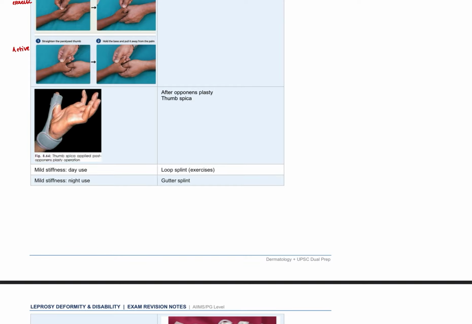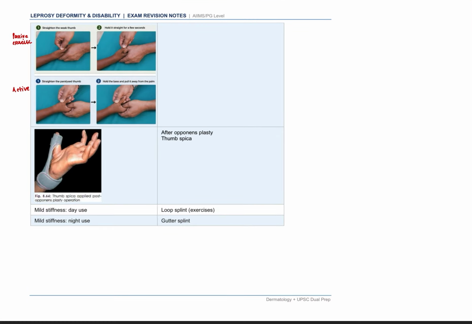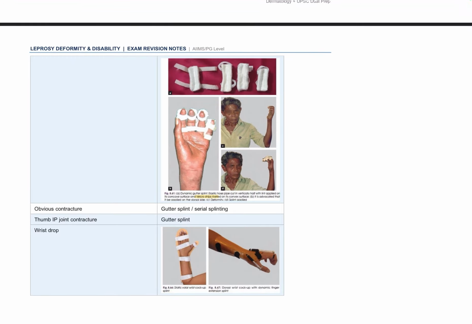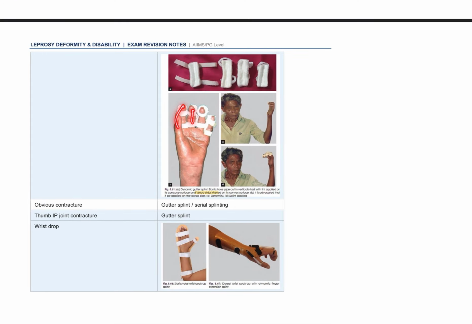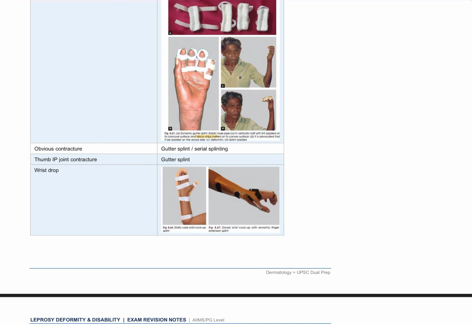If there is mild stiffness, in day use we use the loop splint. Gutter splint is for night use. It will also relieve the contracture if we serially use different gutter splints or use a POP cast. These are the gutter splints. Initially there was contracture; with this use, it would be released. Serial splinting can be used for the thumb IP.